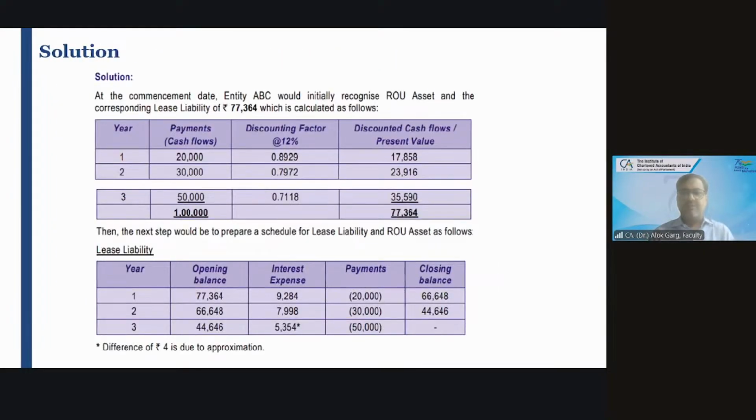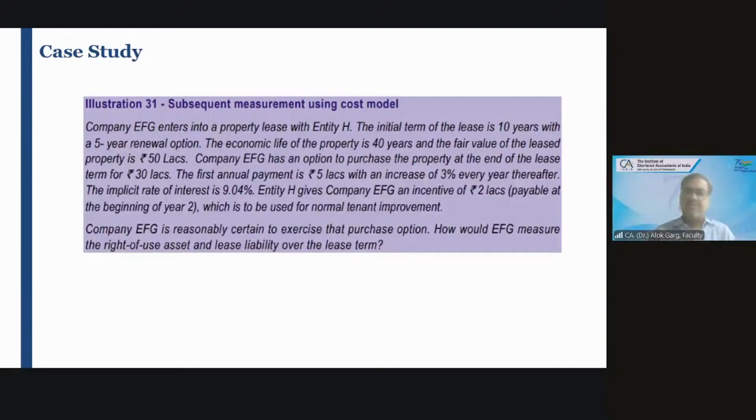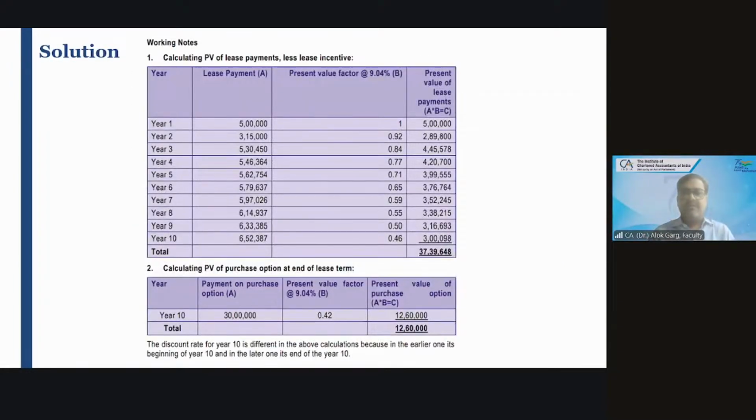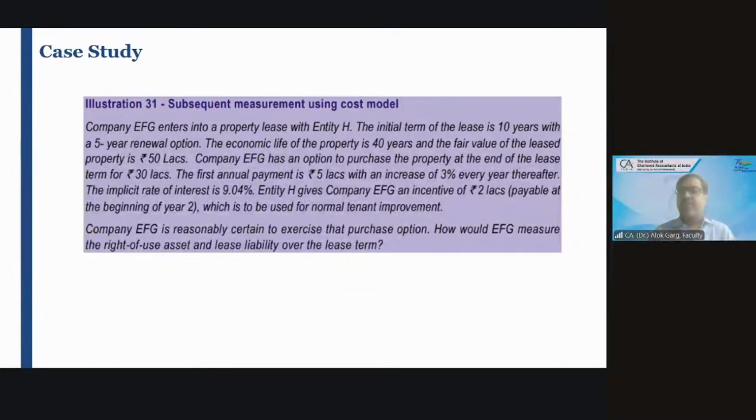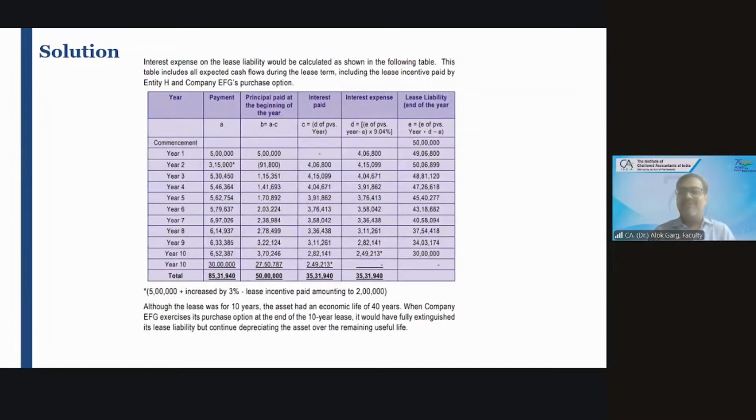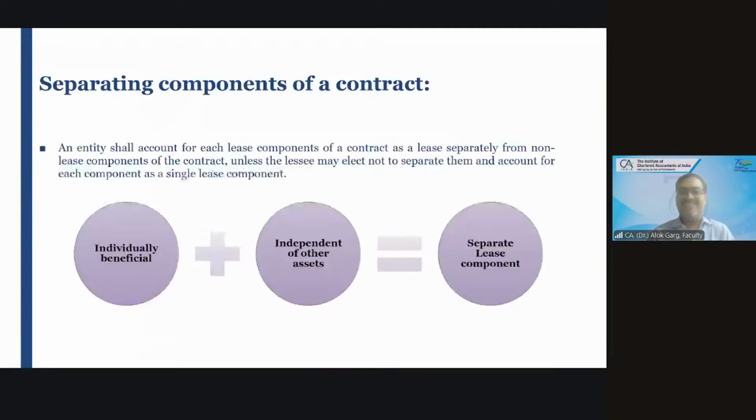This illustration we have also covered. You remember this illustration 9.04%, where we were discussing the discount factor, present value factor, right? Separation of a lease and non-lease component in a contract, where the lessee is paying for maintenance, lessee is paying for electricity, water, lessee is paying for the lease rental.